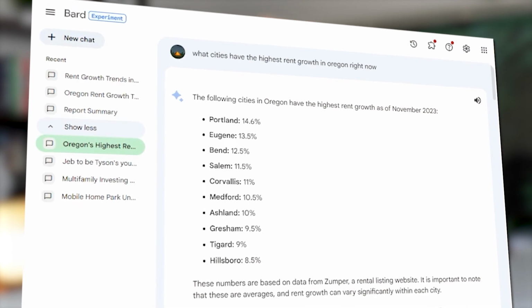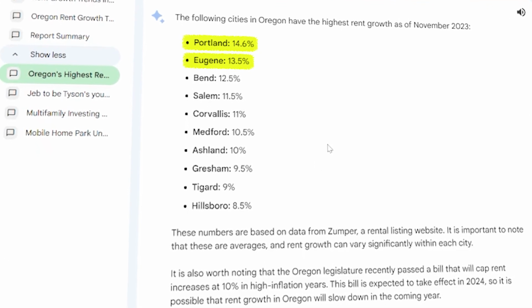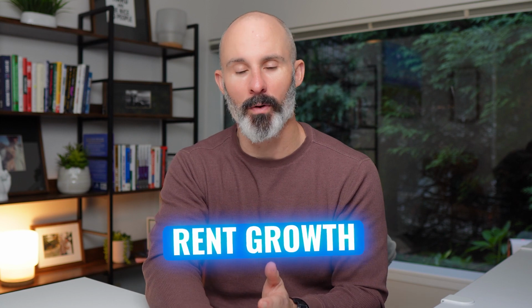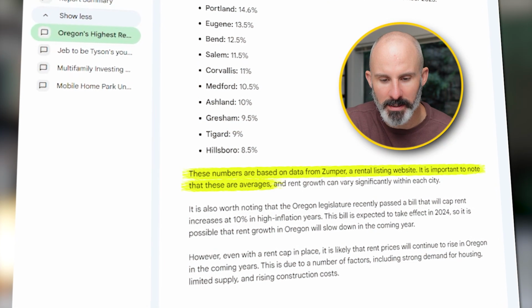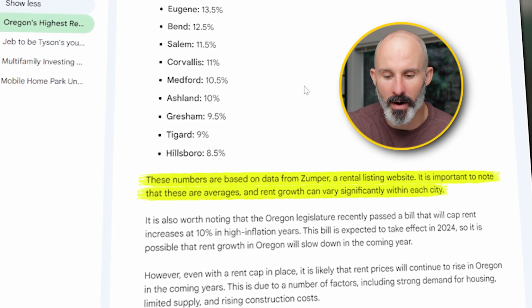I did this earlier, but it's going to show you. The following cities in Oregon have the highest rent growth as of November 2023. Portland 14.6, Eugene 13.5. Really, it breaks down all the main cities in Oregon and their rent growth. Now, what it doesn't tell us is over what period of time. Is this 2023? Is this the last 2 years? We didn't get specific on this, but again, this is just the start of what this can do. It tells you below, these numbers are based on data from Zumper, a listing website. It's important to note these are averages and rent growth can vary significantly.